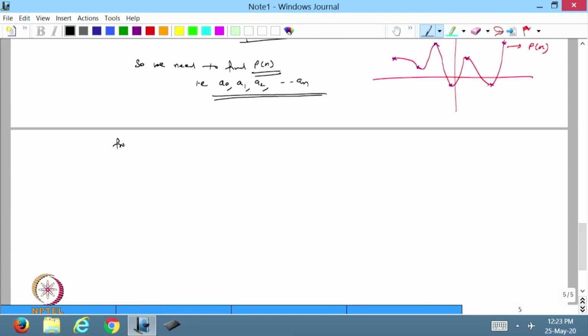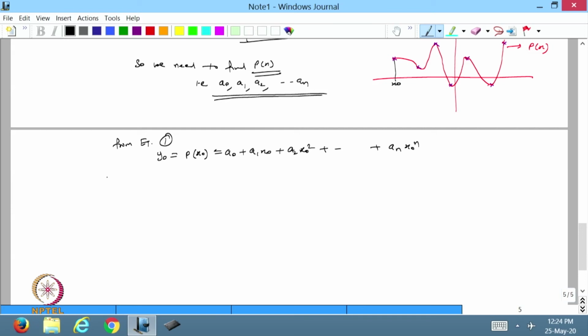Now, from equation number 1, let us check what is the y at x0. The first initial point is my x0. At this point I want to find a0 plus a1 x0 plus a2 x0 square, and in the end I will get an x0 power n. This is equal to P at x0, and I know that P at x0 is equal to y0, that is known to me.